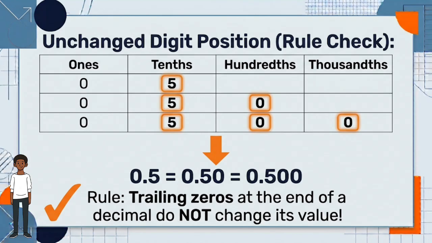Both numbers have a 5 sitting directly in the tenths place. Adding zeros to the far right of a decimal, called trailing zeros, does not change the value of the number at all. It changes the name from 5 tenths to 50 hundredths, or even 500 thousandths. But the 5 never moves out of the tenths place. You can add or remove trailing zeros freely without changing what the decimal is worth.